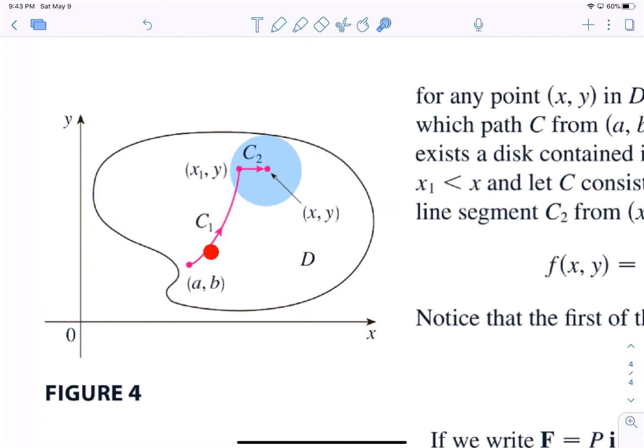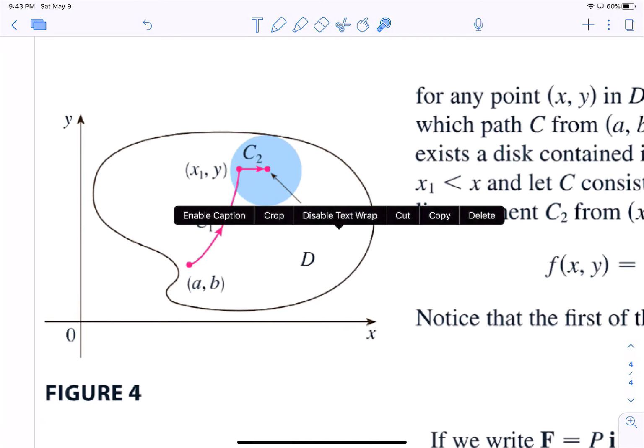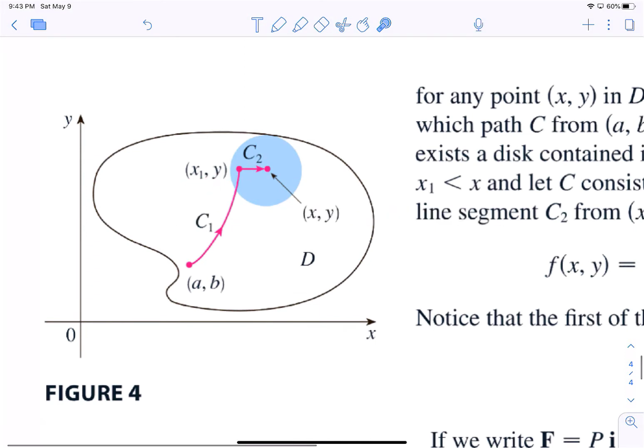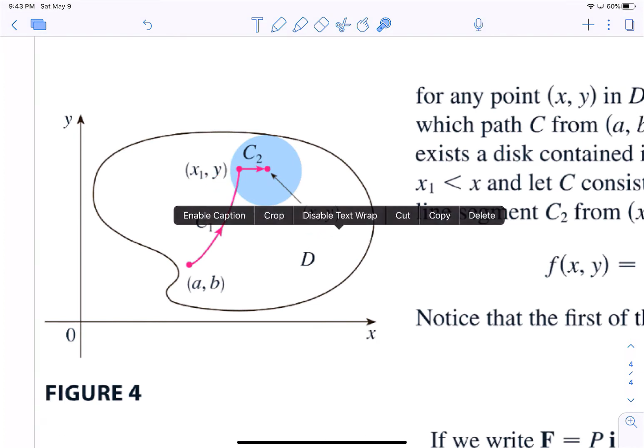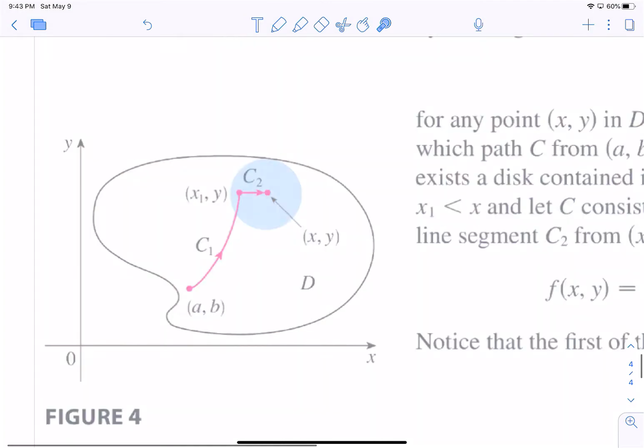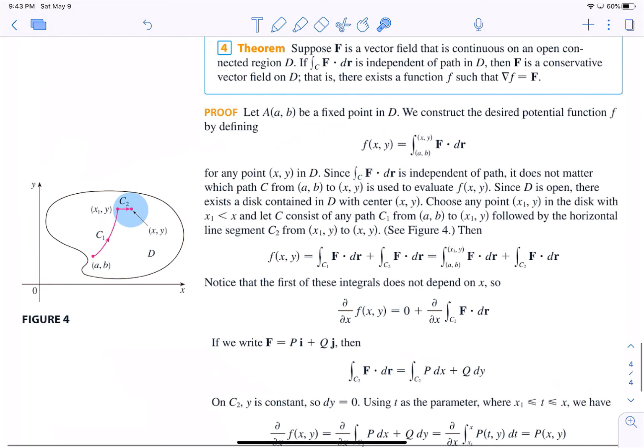One of them is C1, which takes AB to a point x1y, and the stipulation here is that x1y is inside of the neighborhood about xy. And then C2 is a horizontal path that goes from x1y to xy. The y's are the same, the x1's are not. Got into an argument with the iPad there. Okay, and we can choose any paths actually that go from AB to xy, because by assumption, the line integral over C of F dot dr is independent of path.